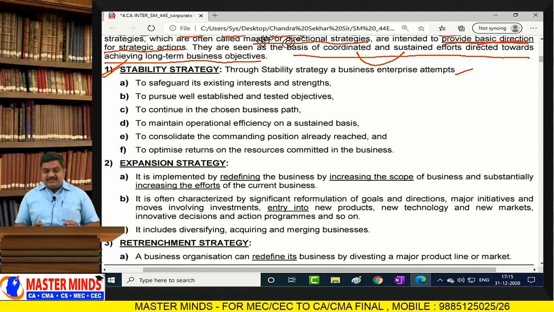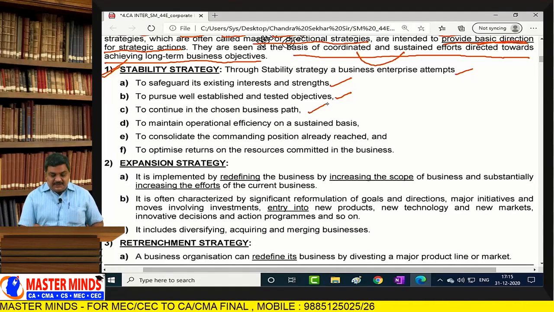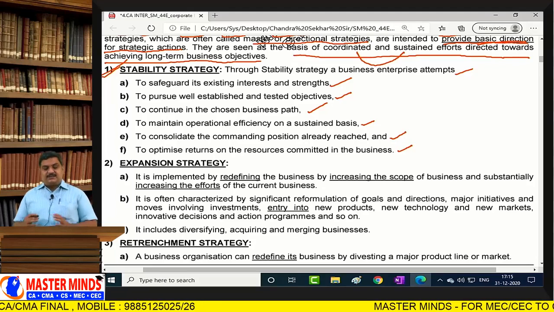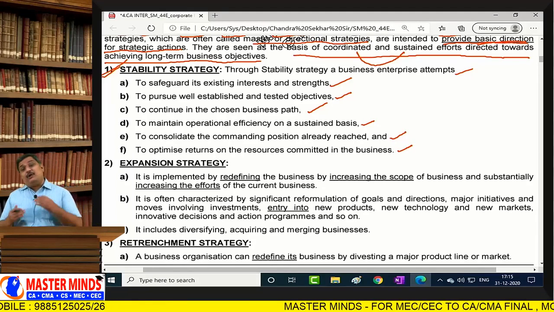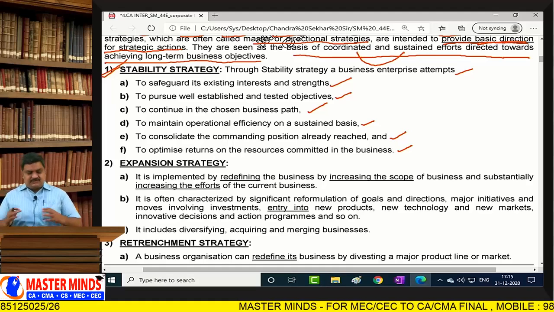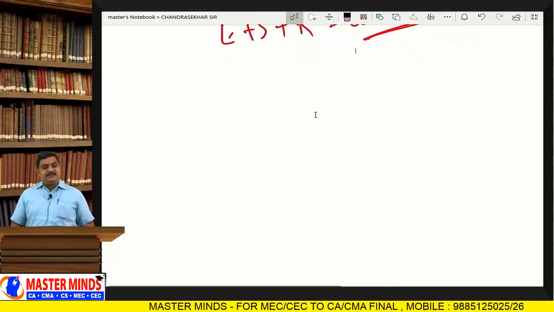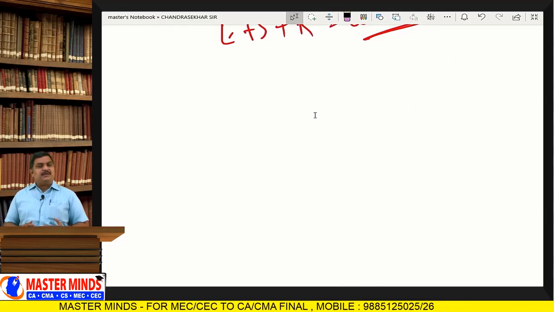Through stability strategy, a business enterprise attempts to safeguard its existing interests and strengths, to pursue well-established and tested objectives, to continue in the chosen business path, to maintain operational efficiency on a sustained basis, to consolidate the commanding position already reached, to optimize the returns on the resources committed in the business. What is this? See, when we have to follow the stability strategy, just using common sense, let us try to understand. When should we follow stability strategy? And before that, let us understand what do you mean by stability?